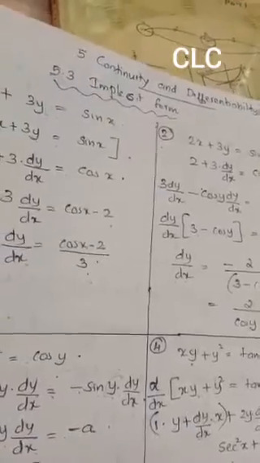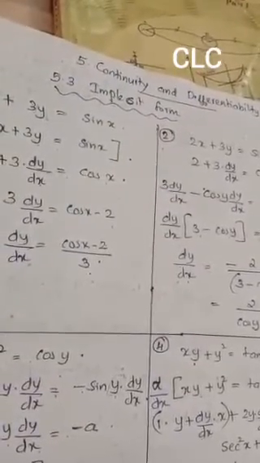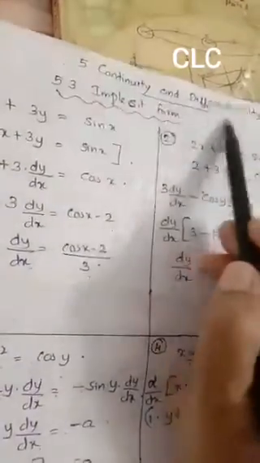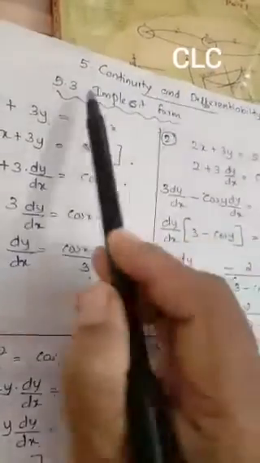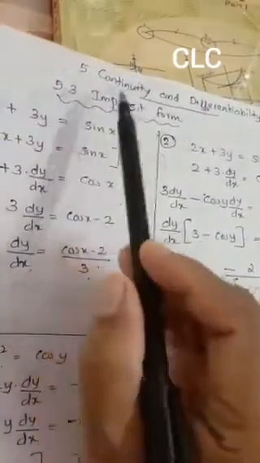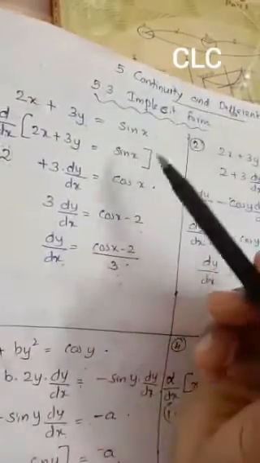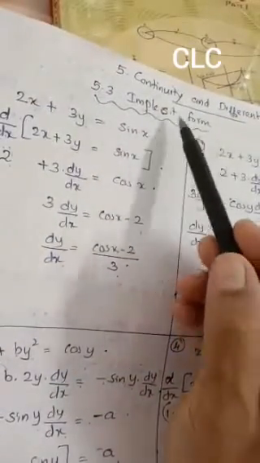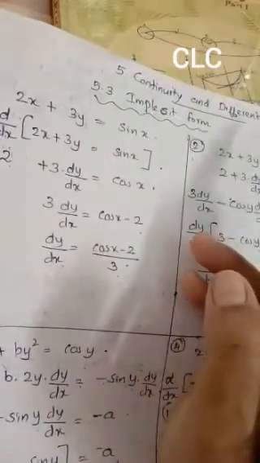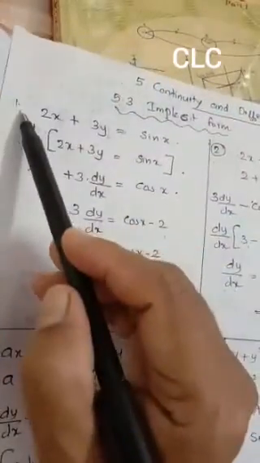Hello students, today we are going to study class 12 chapter 5, continuity and differentiability. In that chapter we are doing 5.3, that is about implicit form. We learn how to take the derivative with respect to x, so it will be very easy for you. Let us go to the first question.